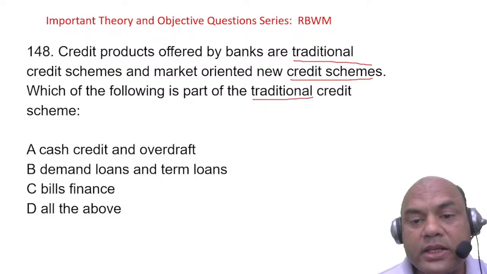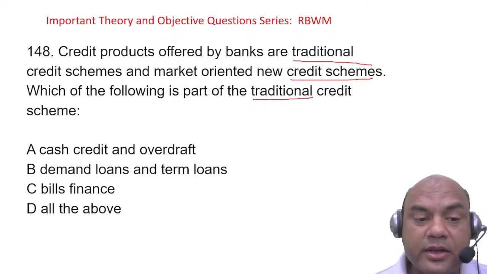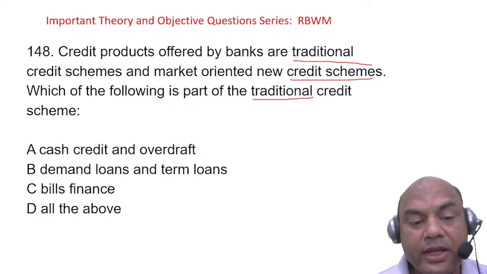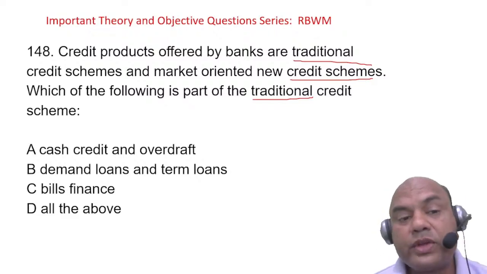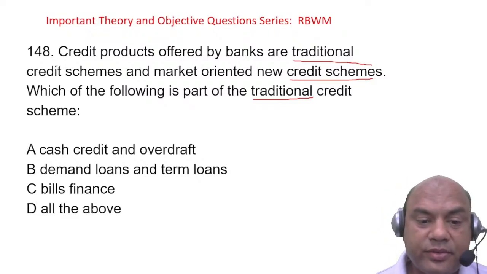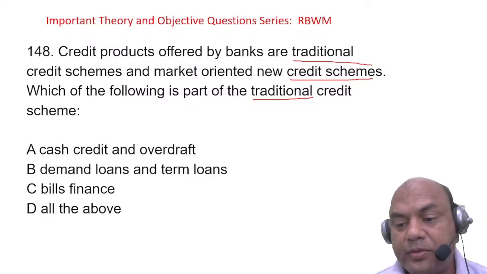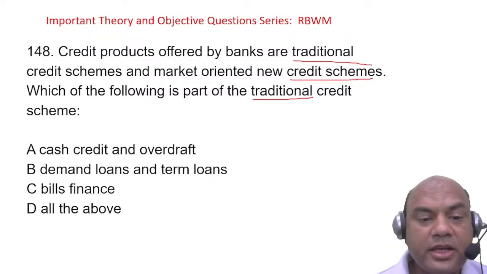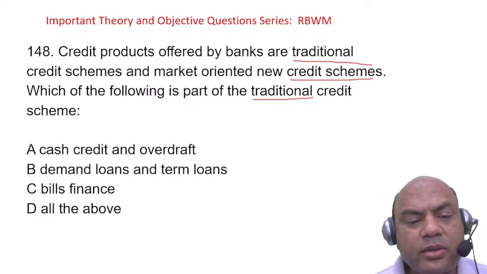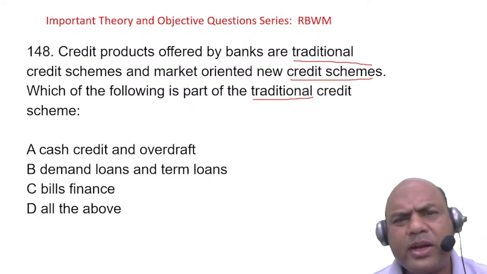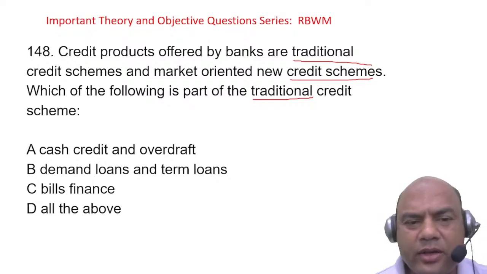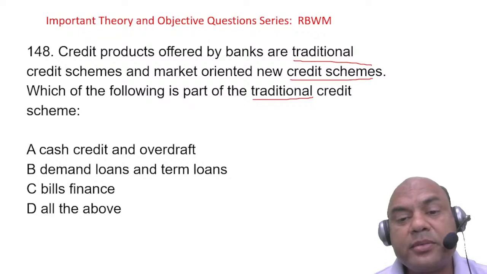Traditional, old, long ages. I'll give you something about new also later. Cash credit and OD, demand loans and term loans, bill finance, all of the above. So which of them are the traditional products? Is bill finance a traditional product? Is this OD, or is this bill finance a new term recently come in? Many of you in the bank might not have heard about bill finance because many branches don't do it. So which of them is a traditional product?